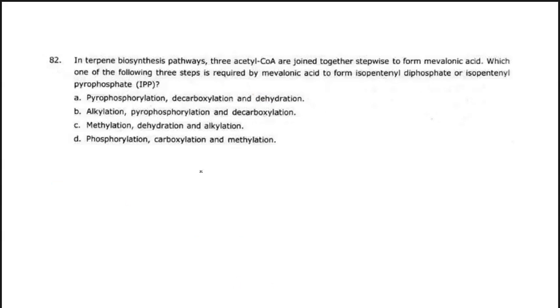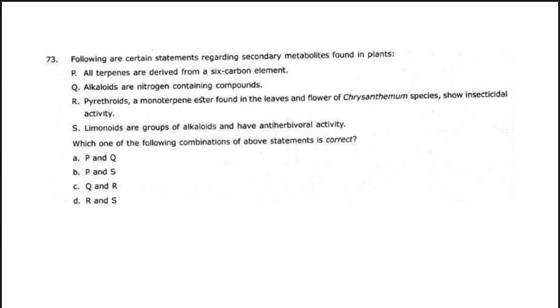Next, a question on terpene biosynthesis pathways. I have already discussed this question in the previous few slides, so please solve this on your own. Next, the following are certain statements regarding secondary metabolites found in plants. All terpenes are derived from a 6 carbon element. We discussed that terpenes are synthesized from a 5 carbon element, which is IPP. So this is wrong.